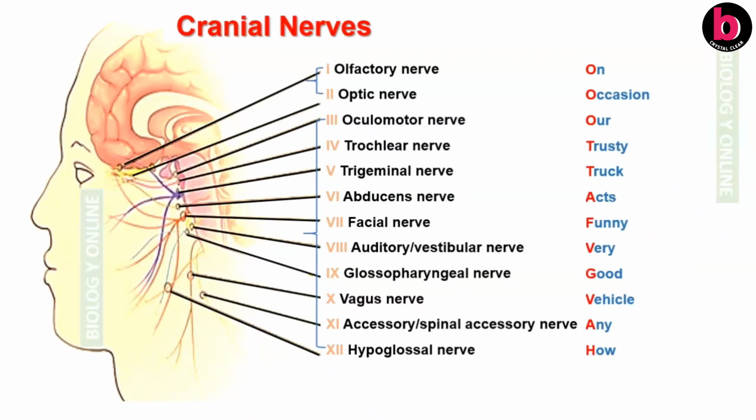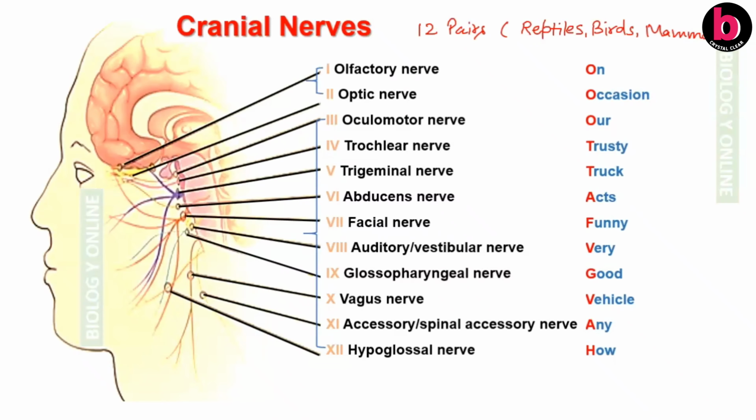Hi students, in this video lecture we are going to discuss very quickly how to memorize the names of cranial nerves. As we know, there are 12 pairs of cranial nerves, and this is about higher vertebrates, for example, reptiles, birds and mammals. So human beings are categorized under mammals.